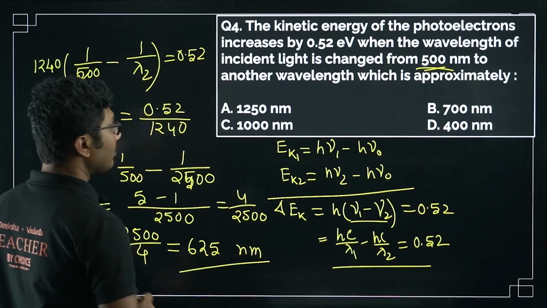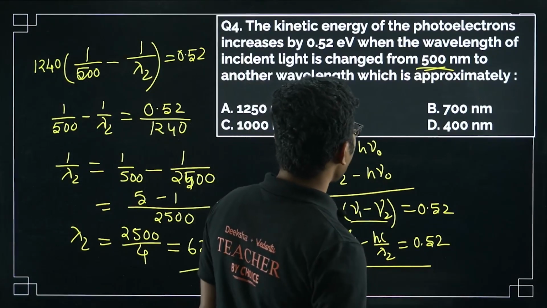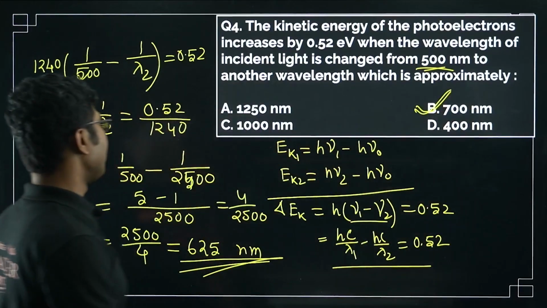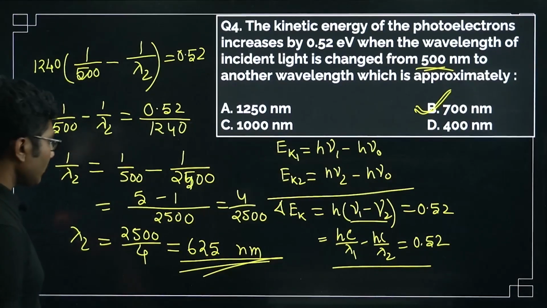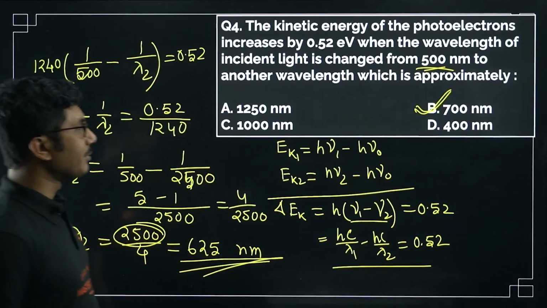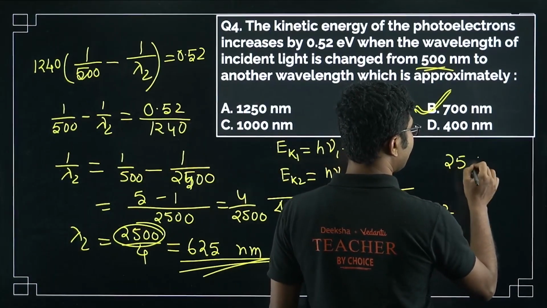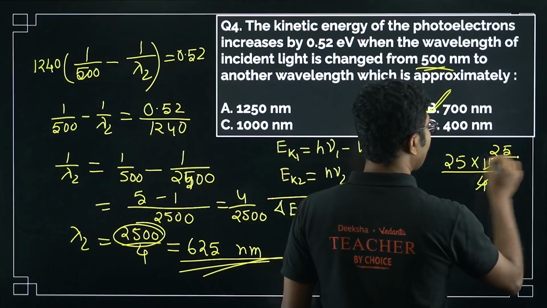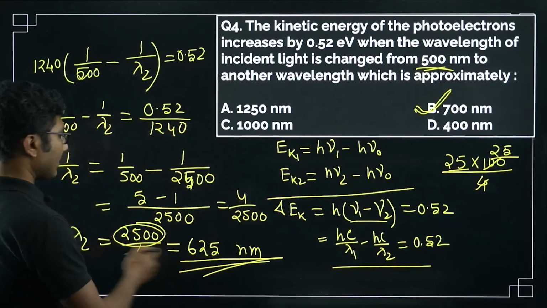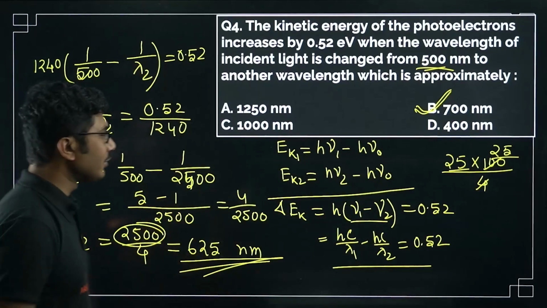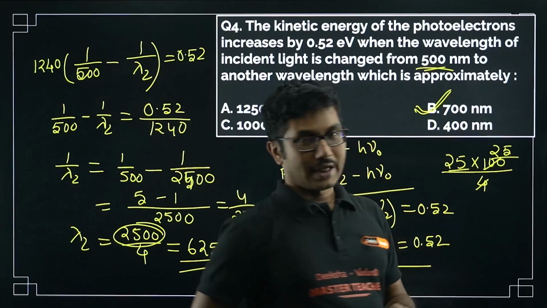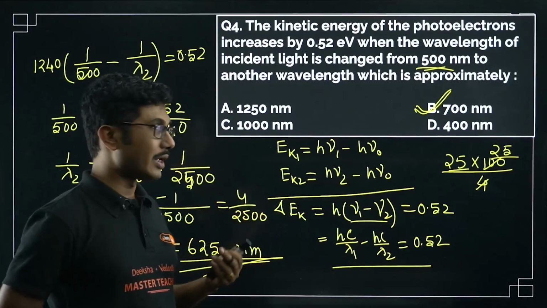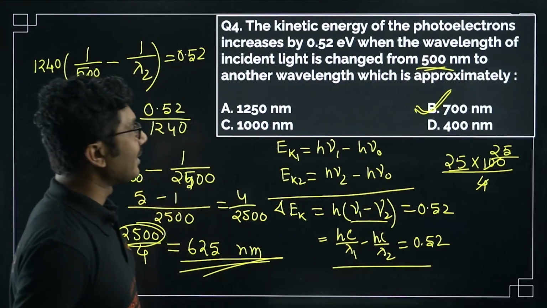nanometers. So the answer will be very close to 625 nanometer, and from the given options the closest value is 700 nanometer. So the answer will be 700 nanometer. How did I calculate this? 2500 means 25 into 100 divided by 4, so it will be 25. So 25 into 25 is 625. From there I calculated. I have approximated the value, so it will be slightly more than that, which is 700. I have increased the denominator, so the answer will be slightly more than whatever we have calculated. So the correct answer will be 700 nanometer.